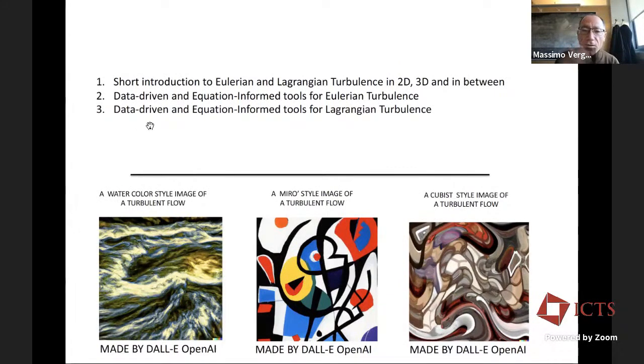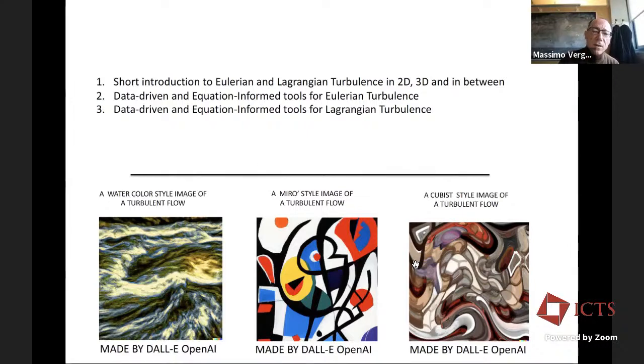Just to give you an idea of the extreme of what one can do with a machine, I played a little bit in the last few days with DALL-E, this machine developed by OpenAI to map words into images. This is a really strong jump from an ensemble of ideas and poetic themes to something that is real two-dimensional data. I asked DALL-E to produce, for instance, a turbulent flow in a watercolor style image, and it produces something like that. Or you might be more artistic, asking the machine to map a Miro style image of a turbulent flow, or a cubist style, and you get results like this.